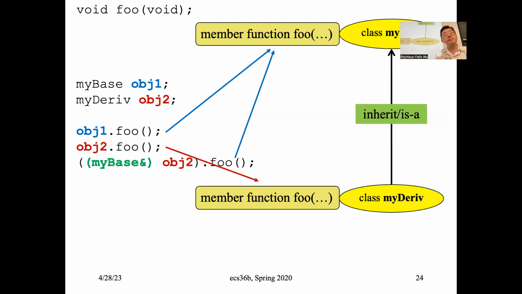Yeah. Say it again. Let's say object 2 wants to use a function in the base class, but this function does not exist in my derived type. Yeah, I will show you an example. How do you do that? I'll show you that example.